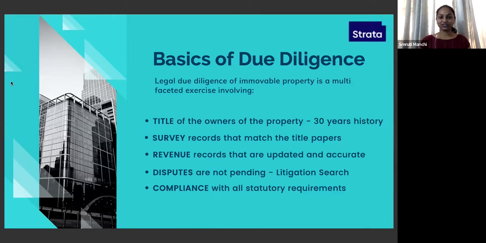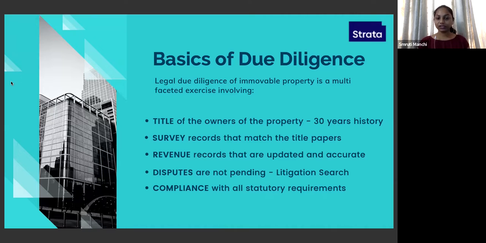Today we are trying to look at the basics of real estate due diligence that you would have to do when you're evaluating an immovable property purchase. We will try to cover the very basics of this. In the first slide, we're talking about the facets of a due diligence. When you are doing a legal due diligence of immovable property, you would cover it under these main heads.